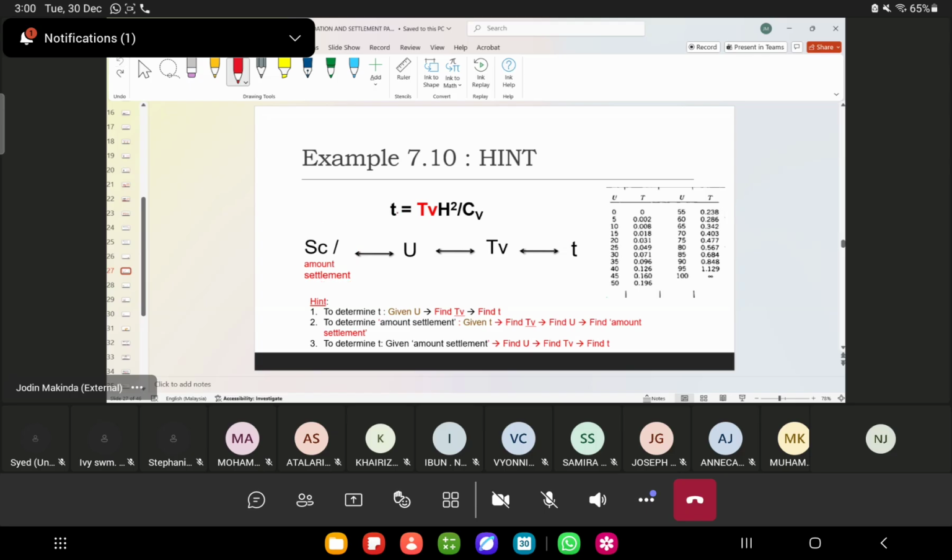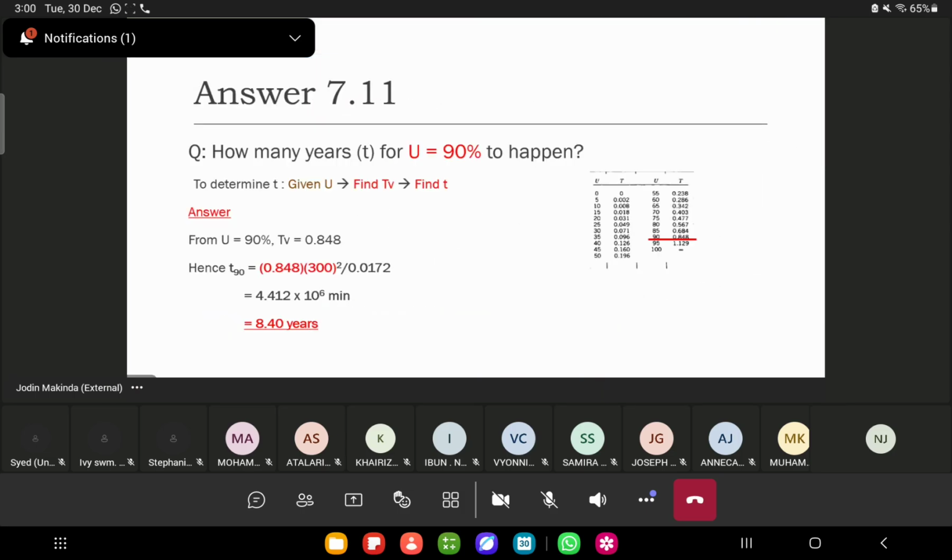Okay. So if you are given time factor and you are asked to find SC, very easy. Use time factor to find U fraction. Use U to find SC. Itu cara dia. If you know this, you are not going to be confused. Let's try one example.